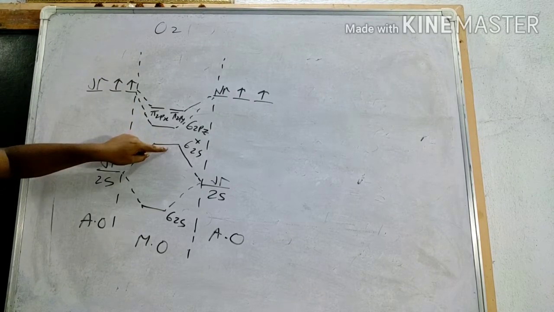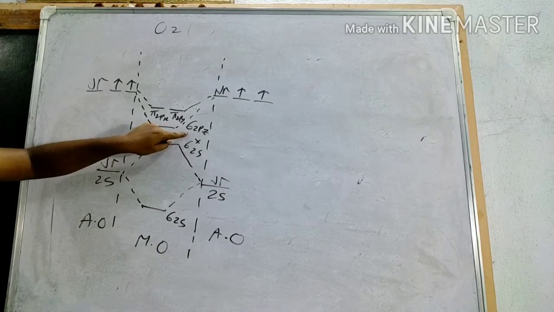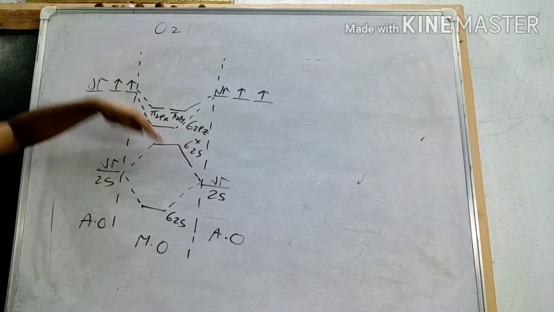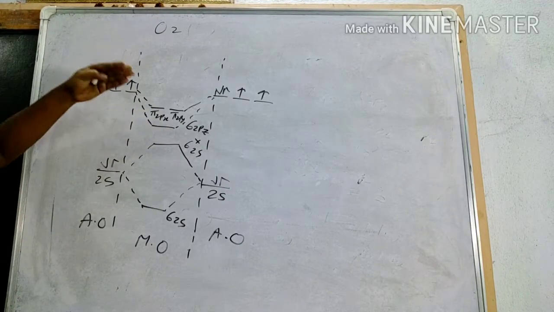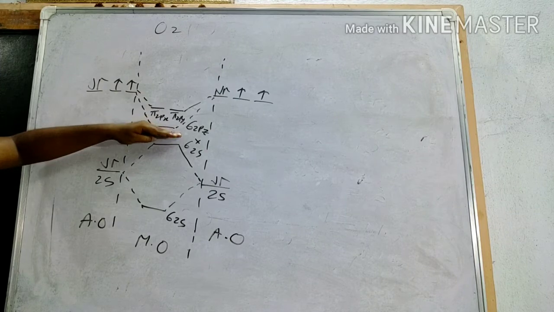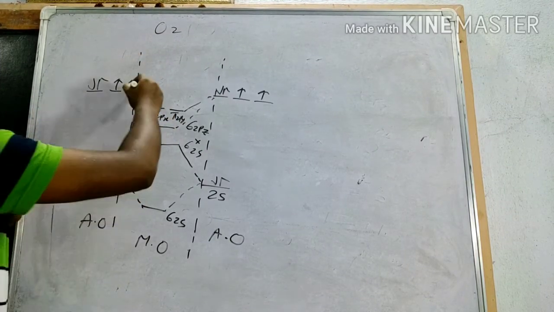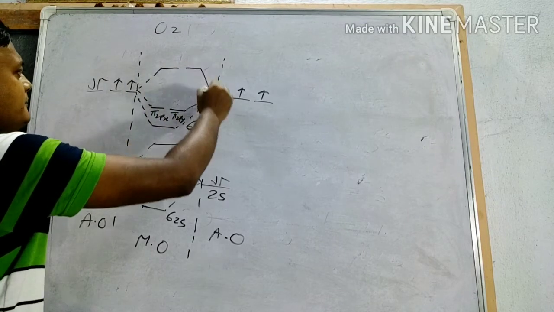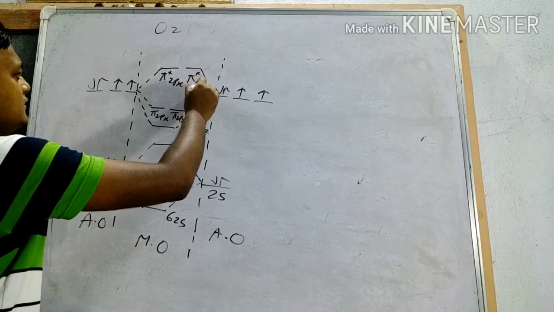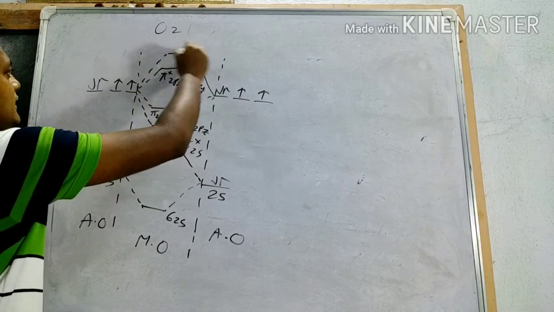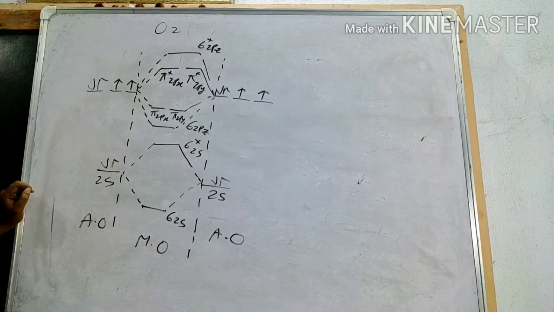Due to the interaction between sigma star 2s and sigma 2pz, sigma 2pz moves over pi 2px, pi 2py. That takes place in case of nitrogen. Above one is the same, pi star 2px, pi star 2py. And the last one, sigma star 2pz.